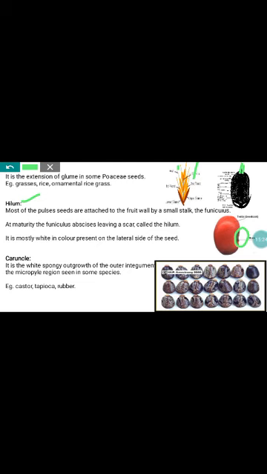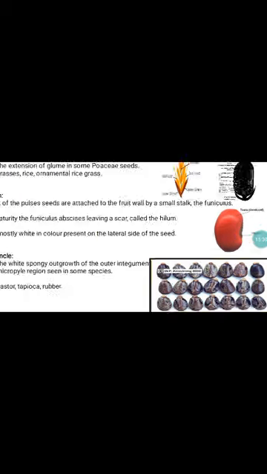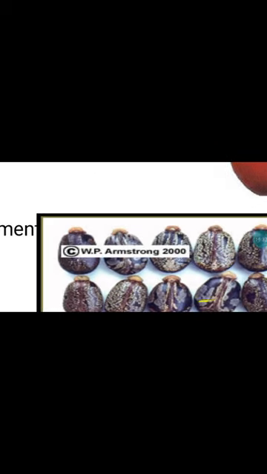And then another one is the caruncle. It is a white spongy outgrowth. I can enlarge the image and show you. So here you can see, it is actually a castor seed. Here you can see a warty spongy outgrowth, the snout. That is the caruncle. These kinds of structures are available in rubber, tapioca and castor seeds.